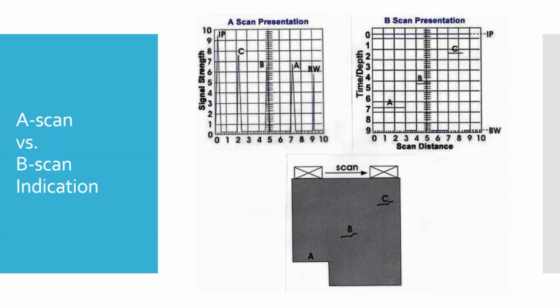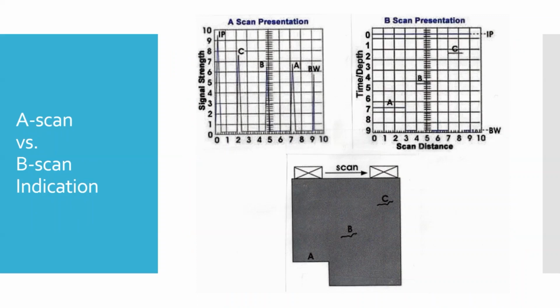Where does it start to pick it up? Where does it end? The advantage of a B scan is now this, you can see here, it shows your initial pulse at the top. So time, which also equals depth, distance, now is given vertically from the top down.